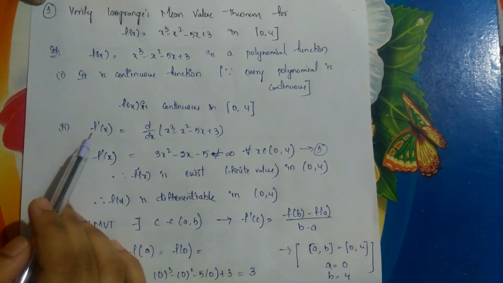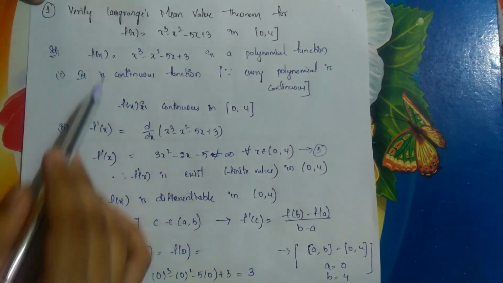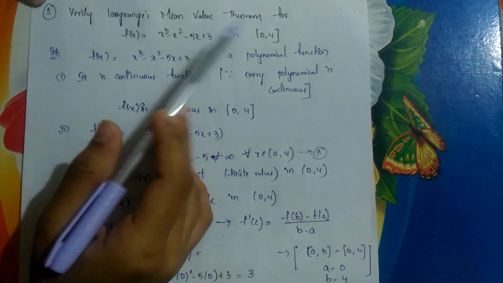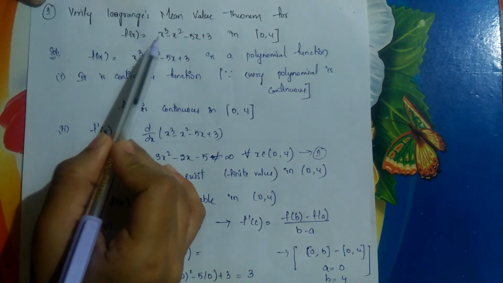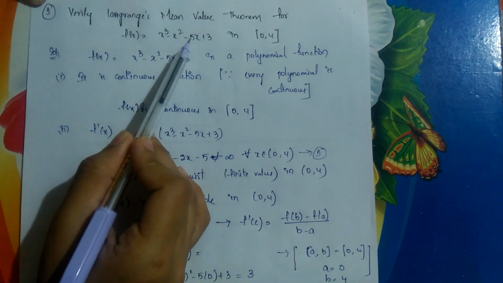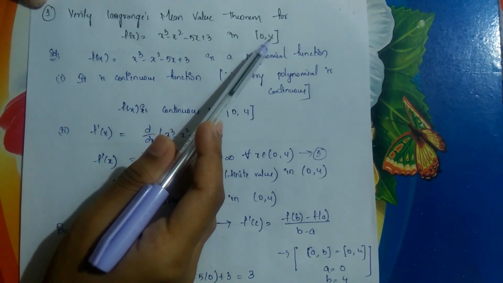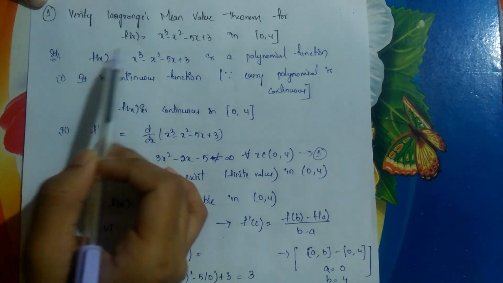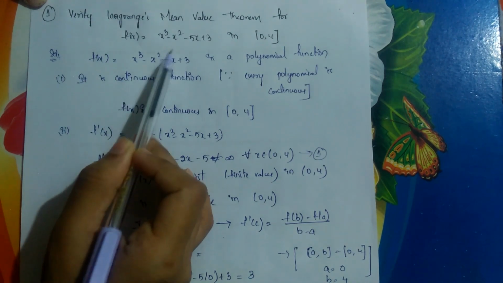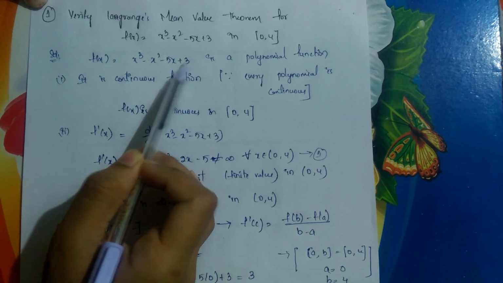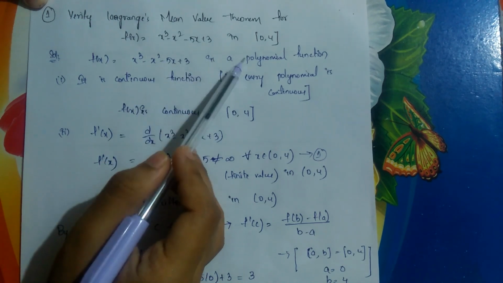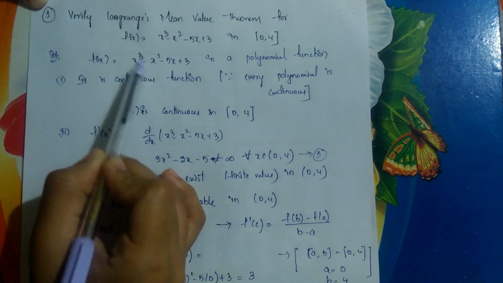Here we go with the first problem on Lagrange's mean value theorem. Verify Lagrange's mean value theorem for the function f of x is equal to x cube minus x square minus 5x plus 3 in the interval 0, 4. The function f of x is x cube minus x square minus 5x plus 3, and we know that it's a polynomial function of cubic.